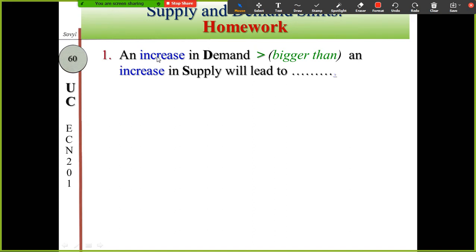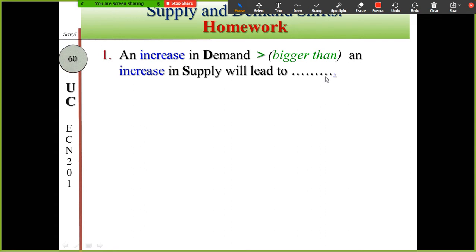The first rule, or the first condition: an increase in demand bigger than an increase in supply. What does that mean for the demand curve? So in the first condition, demand increases and supply also increases at the same time. But the increase in demand is bigger than the increase in supply.